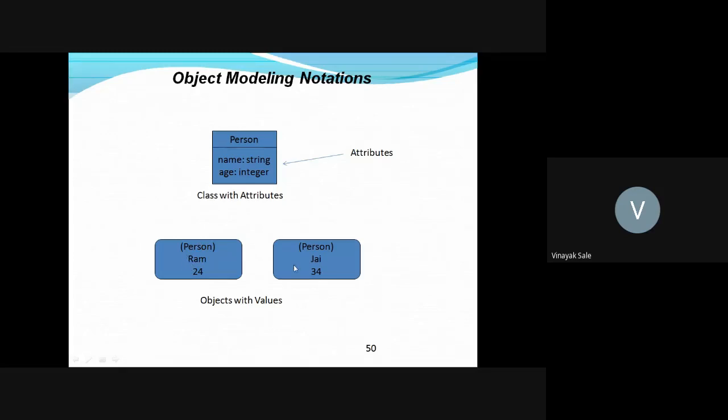Then Ram or Zai is the name of the object of that particular class, and the attributes, that is 24, 34. These are the attributes of that class: name Ram or Zai, age 24 or 34. This is the object with values, and this is the class with attributes. This is the object modeling notation.